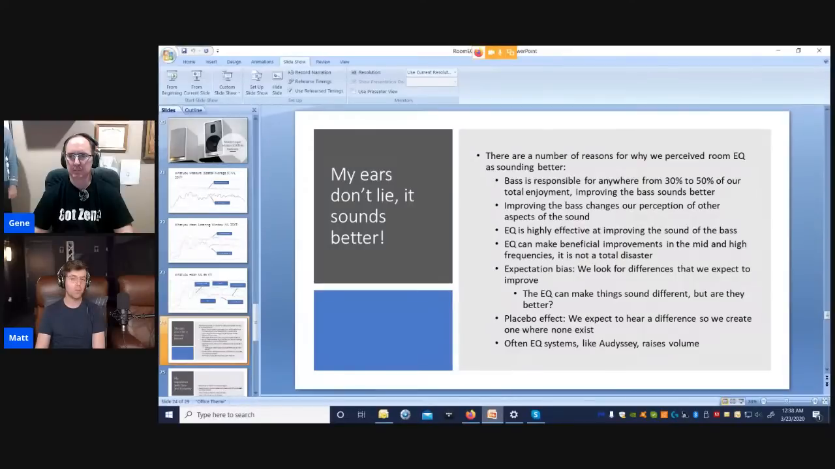And it's been shown before that when you improve the bass, we perceive other aspects of the sound as having been improved too. So when the bass is better, all of a sudden the treble is clearer, the mid-range is clearer, the speaker is more neutral and natural. Like everything sounds better, even though the only thing you touched was the bass. So auto EQ fixes bass, and that's one reason why people tend to think it sounds better.